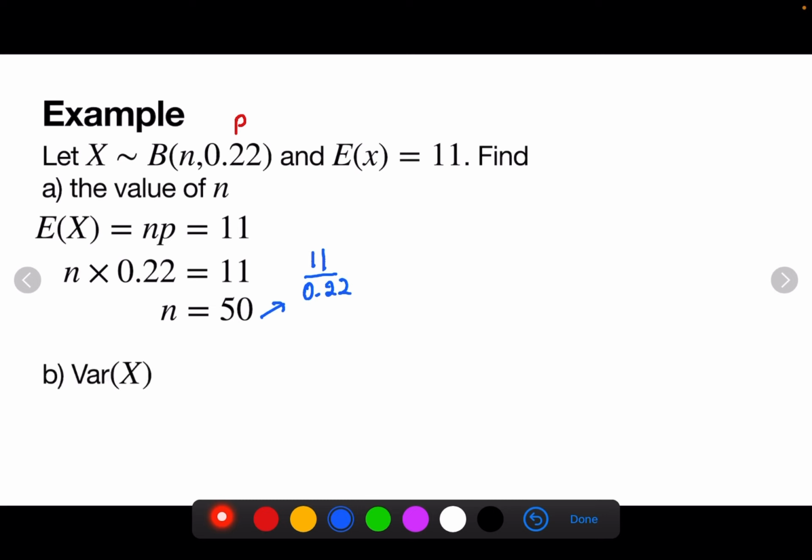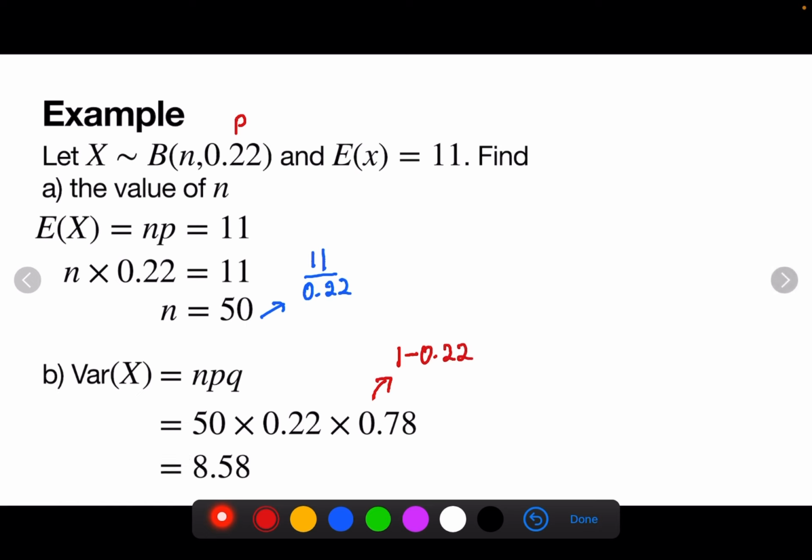Alright, now what's next? What's the question? Variance of x. There are two ways to find the variance of x. We know that the variance of x is npq, the first one. n is what just now? 50. p is 0.22, and where do we get this q? Where does this q come from? 1 minus 0.22. So we're going to get 8.58.